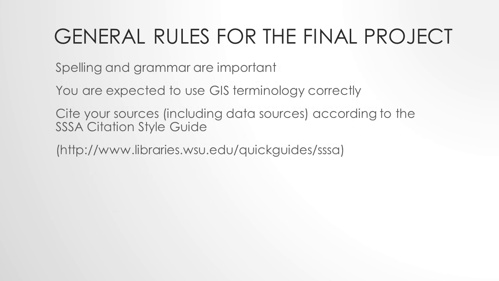General rules: spelling and grammar are important. Use GIS terminology. Cite your sources, including the data that you use, by the triple essay citation style. This link will take you to a quick guide to this style. There's nothing magical about this style. What is magical is the fact that there's about 10,000 different styles, and you need to learn to write references relative to whatever style you're required to use. So getting to know another one's not going to hurt you.